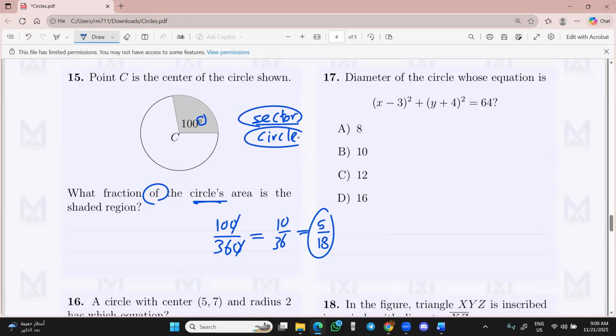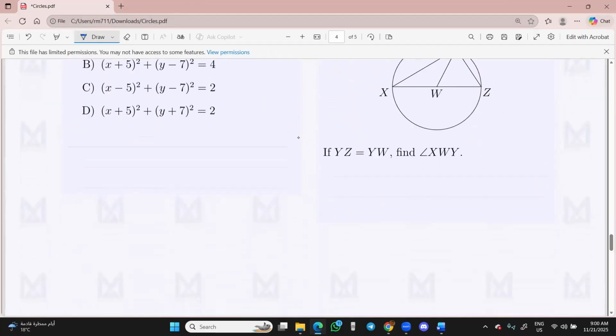Question number 17. What is the diameter of the circle whose equation is this? Of course, we need to get the radius, as we did before. The radius here is not 64. The radius is equal to the square root of 64, which is equal to 8. And we get the diameter by doubling this number, not squaring, just doubling. Double 8, 2 times 8, is equal to 16. So the answer to this question is 16.